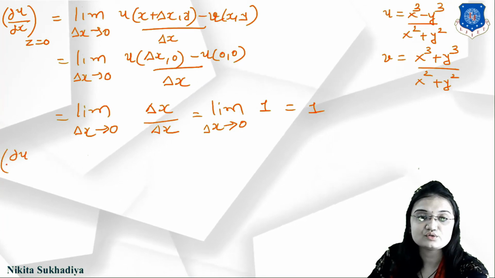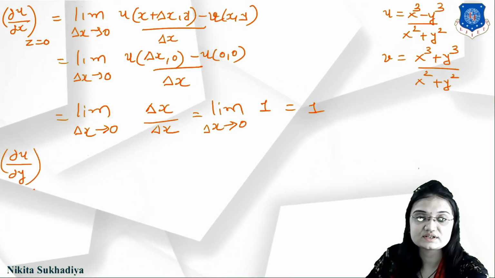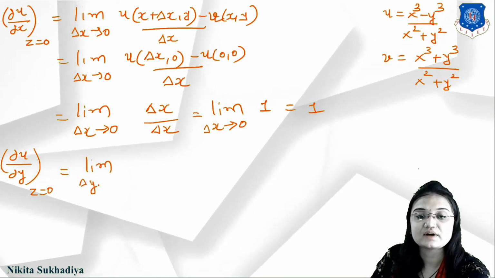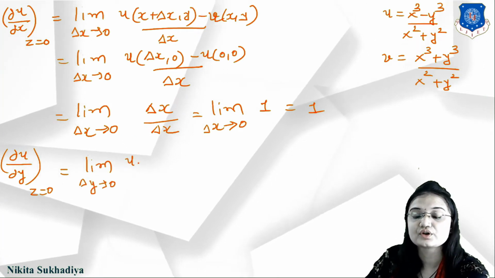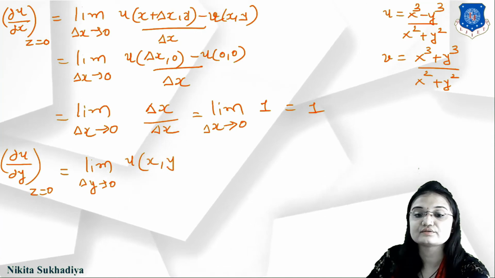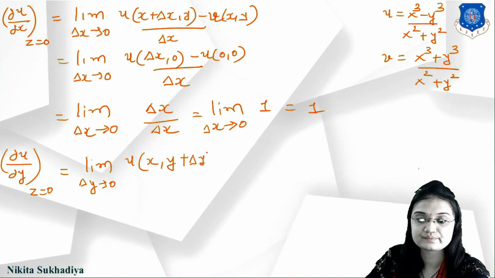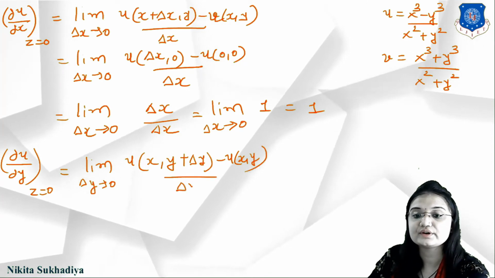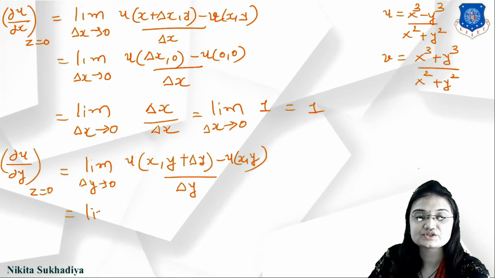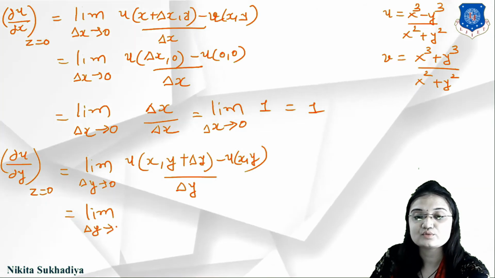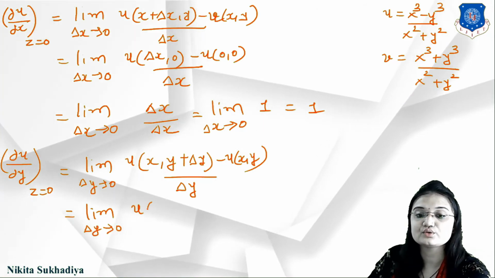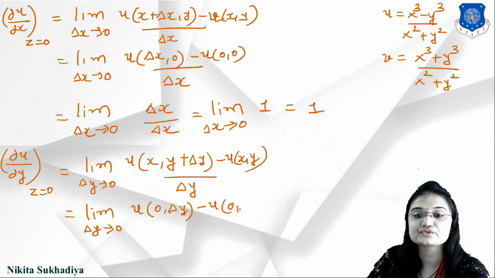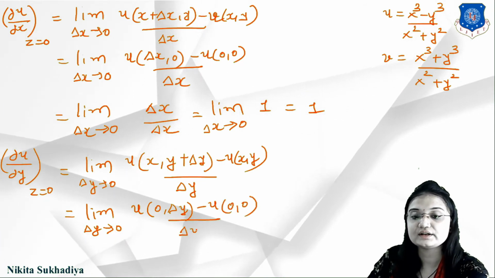Second is del u by del y at the origin z is equal to 0. So this will become limit Δy tends to 0, u(x, y+Δy) minus u(x, y) upon Δy. But at the origin x and y both are 0. So this will become u(0, Δy) minus u(0, 0) upon Δy.